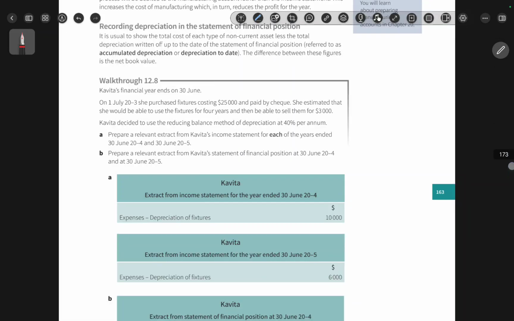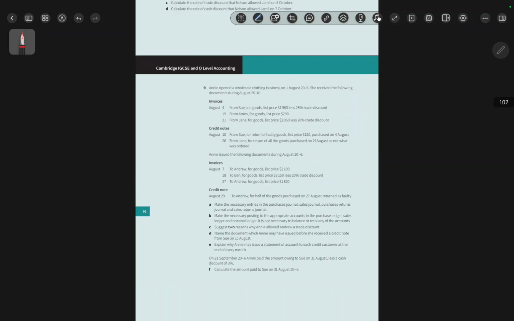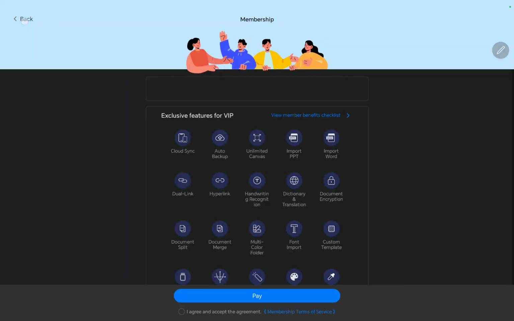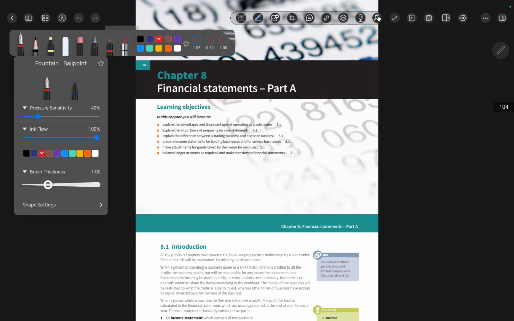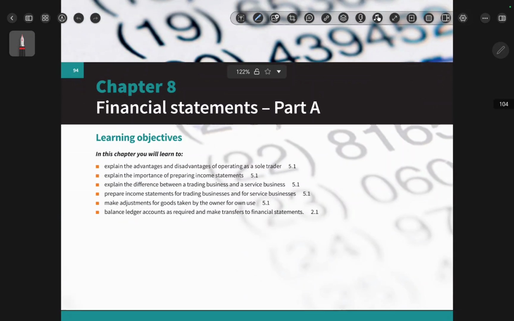Okay, I think we should just start right away. Alright, that should do it. So financial statements part A, we're going to cover both part A and part B today, I think, because they're divided into two parts.